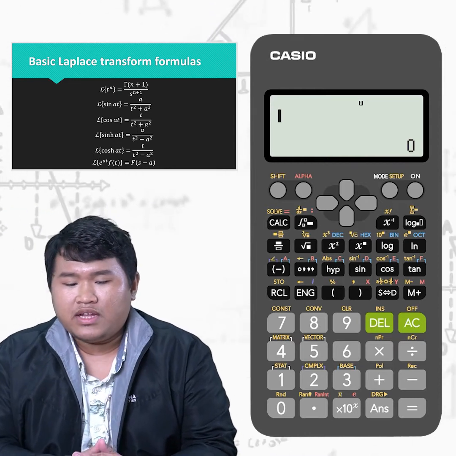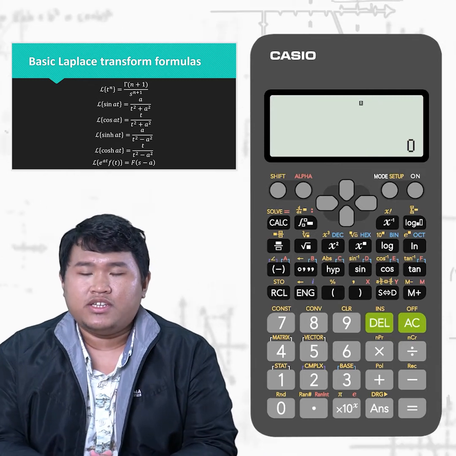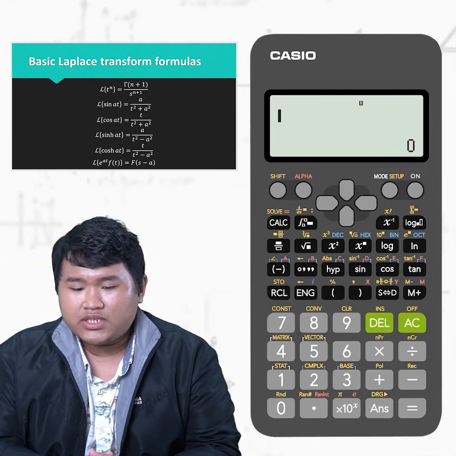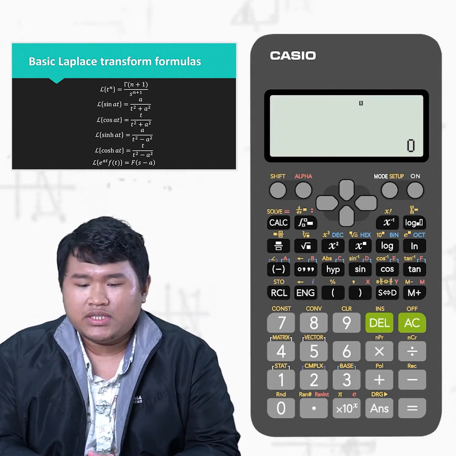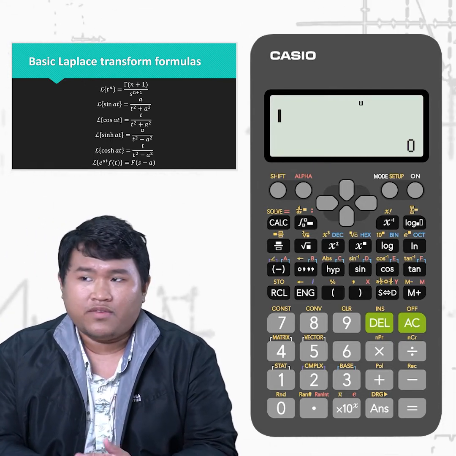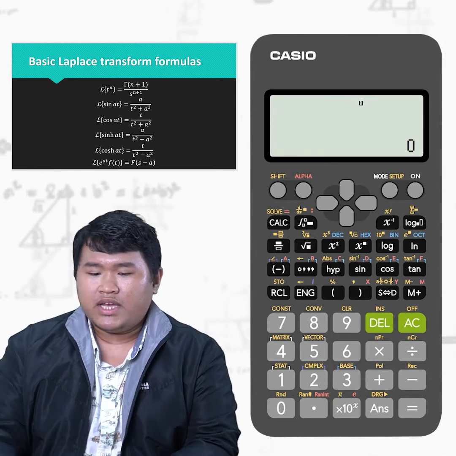Now, the rest are just formulas basically. Just to point out, in the first formula, the Laplace of t raised to n is the gamma of n plus 1 all over s raised to n plus 1. The gamma here is called the gamma function, and if n is an integer, then the gamma function reduces to the factorial function. Specifically, the gamma of n plus 1 is equal to n factorial.